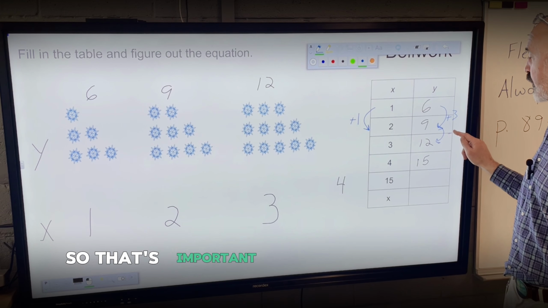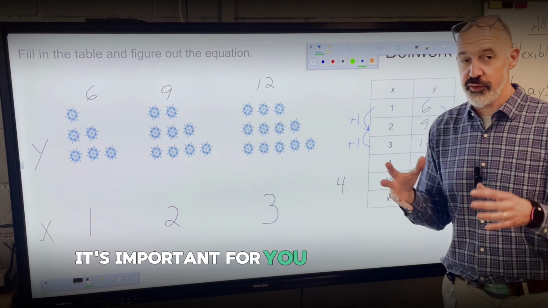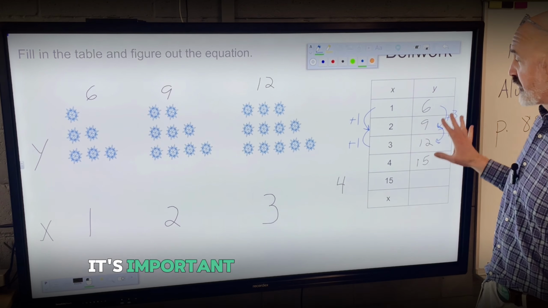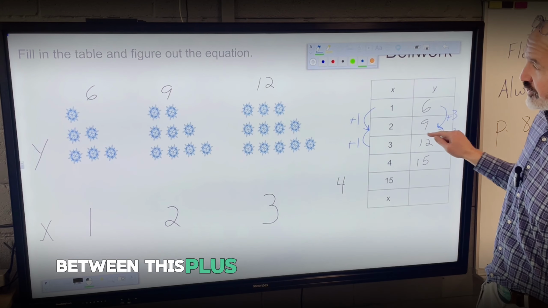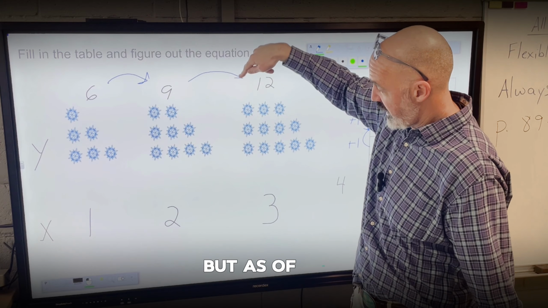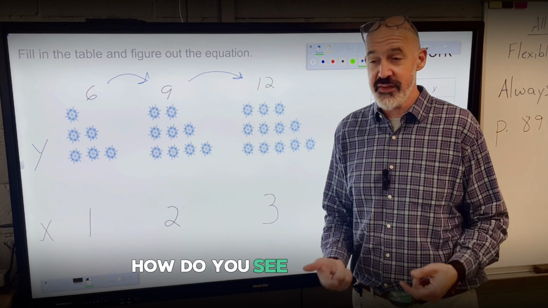So that's important for the equation, of course. It's important for you to bring this up with students. And if you're a student, it's important to see the connection between this plus 3 and the visual increase. But as of now, I've only written the numbers. Ask your students, how do you see the increase?